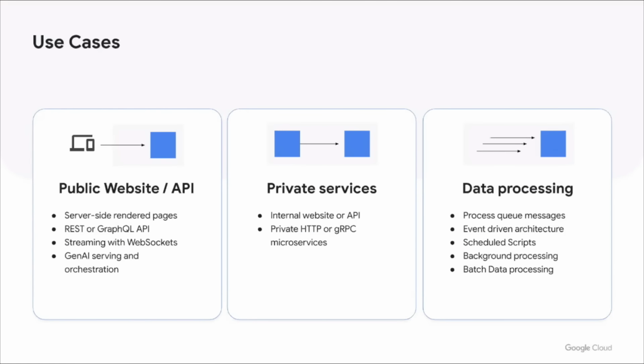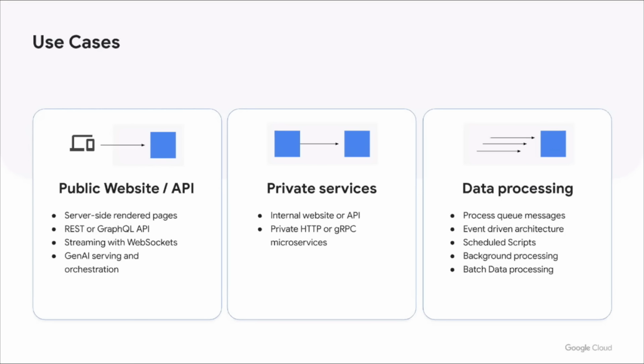So some use cases for Cloud Run. These are just a few, but obviously it's a general purpose compute platform. The first one is public websites and APIs, right? So things like server-side rendering. You may have APIs that you want, streaming. Lastly, Gen AI serving and orchestration, right? And so Cloud Run is the best place for you to serve your Vertex endpoints, your LLM applications, right? You may have a model that you want to serve. You still need the API for it. Our guidance on Gemini on GCP is to use Cloud Run for that, right? Again, take advantage of the scale to zero infrastructure.